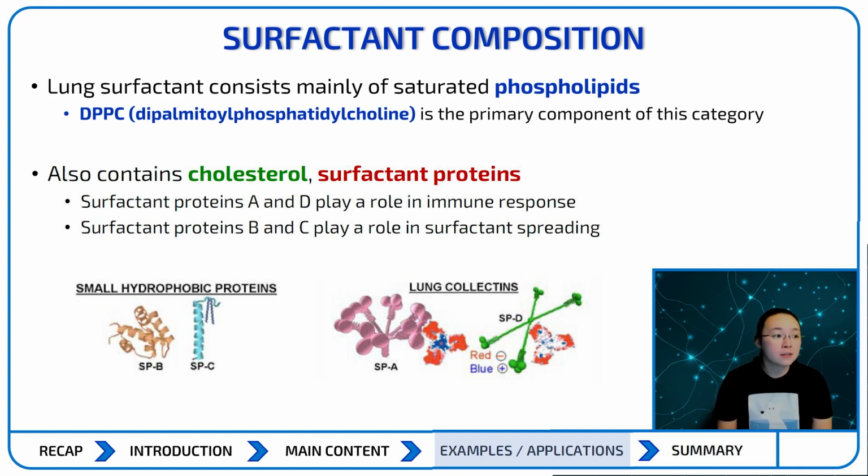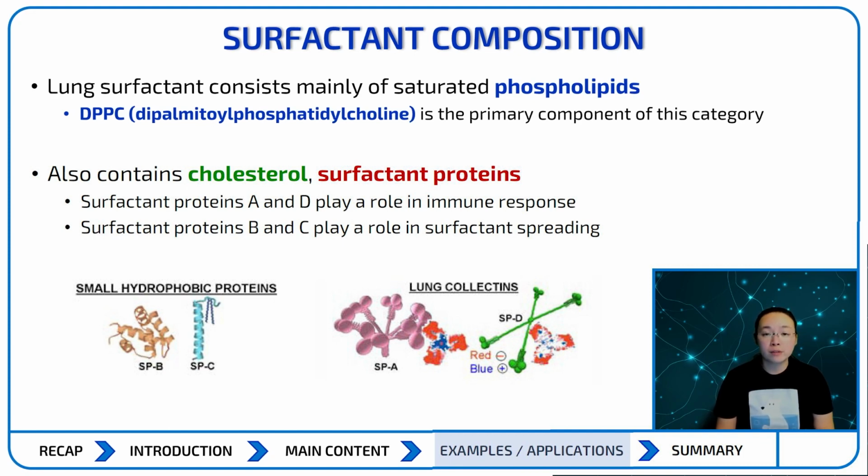Now, taking a look at surfactant composition, now that we know what surfactant can do for us, which is reduce surface tension, we should probably take a look at what causes this and how it is structured to allow this to happen. So lung surfactant consists mainly of saturated phospholipids. It's just one layer of lipids called a monolayer. Primarily, it's 80% DPPC, or dipalmitoyl phosphatidylcholine. It's a primary component of surfactant. It also contains cholesterol, which helps with membrane fluidity, as well as surfactant proteins.